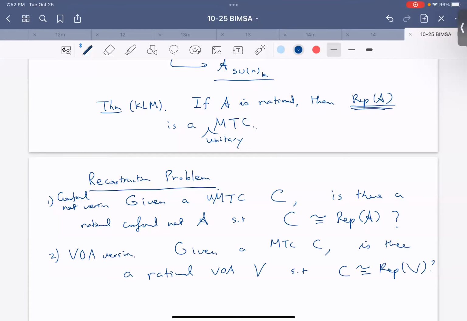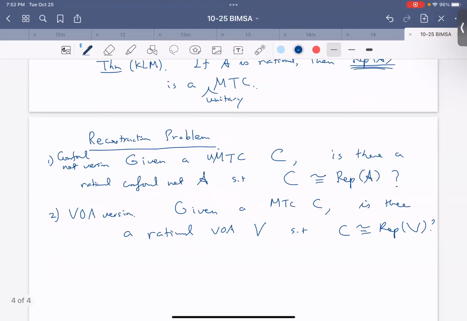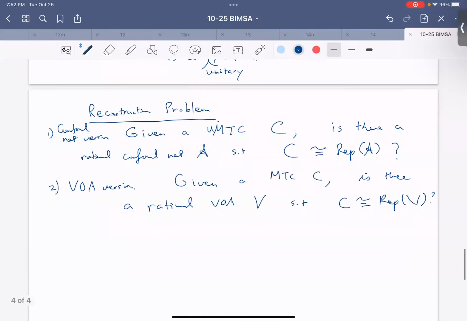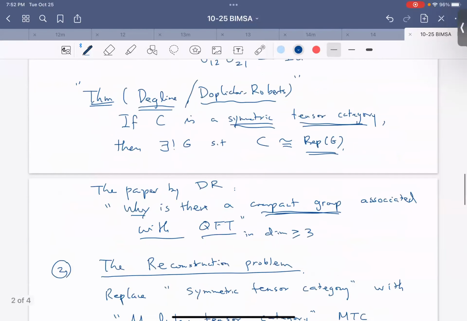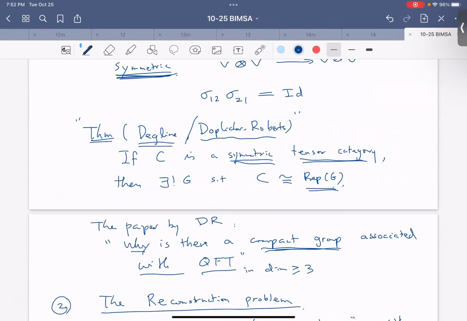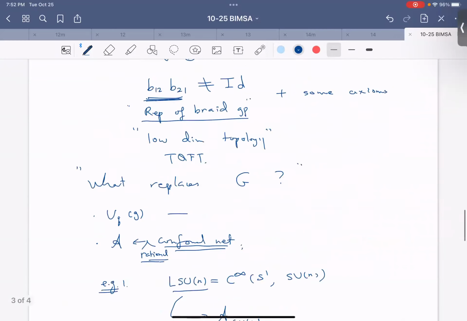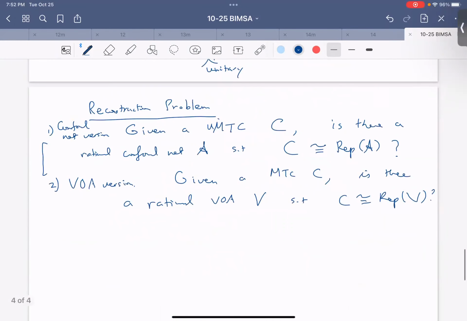Depending on your background, you might prefer either one of these versions. The second version is slightly more general because you don't have to impose the unitarity condition, but either way, this is a reconstruction problem. You can see there are some similarities between this and the previous one. In the previous case, it's really a theorem: there's always a G so that rep G is the symmetric tensor category. But here, we don't know the answer. This problem is widely open.